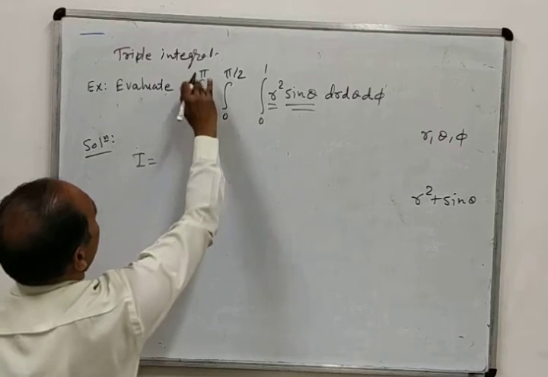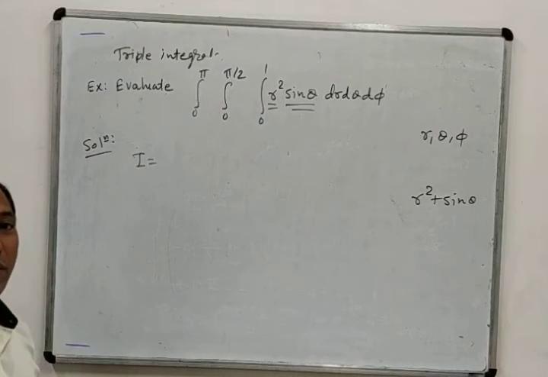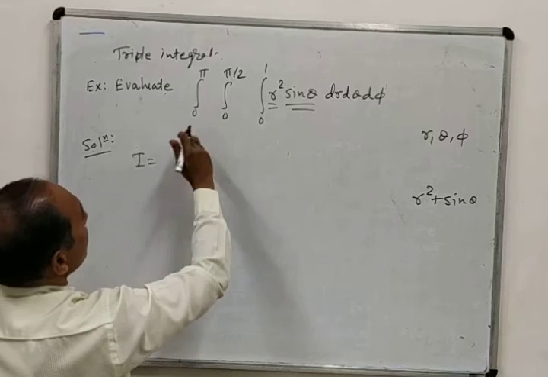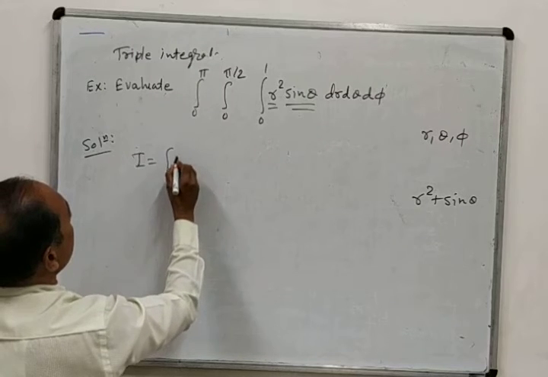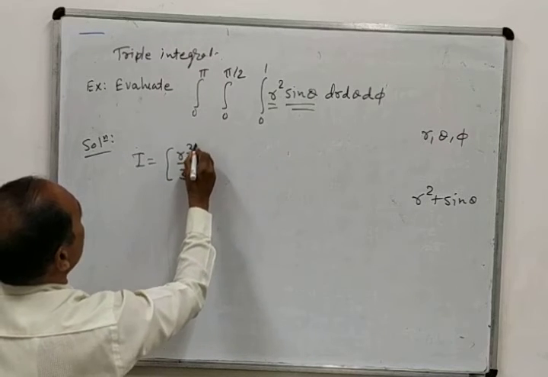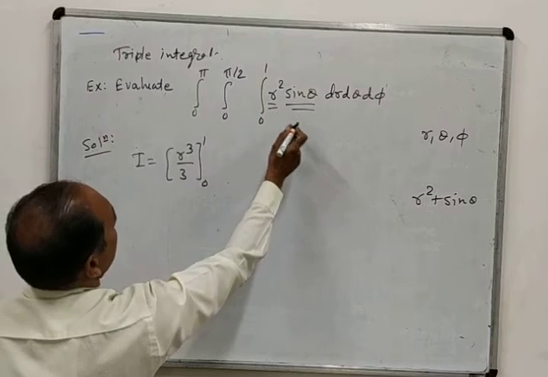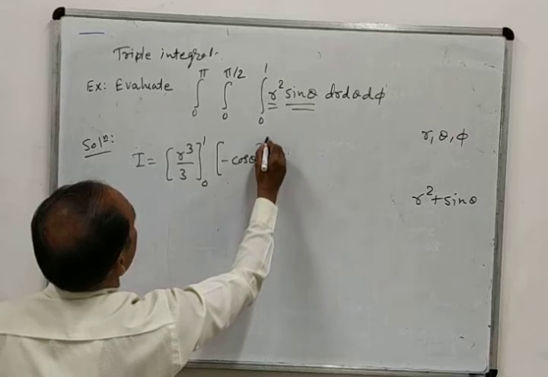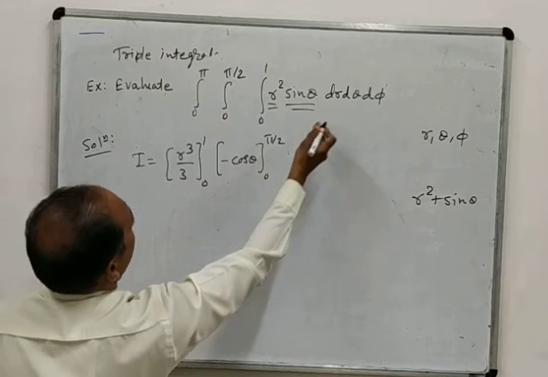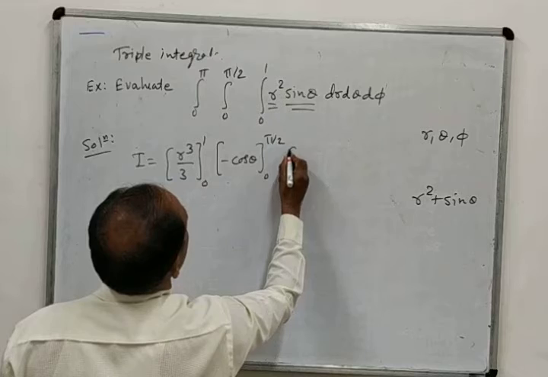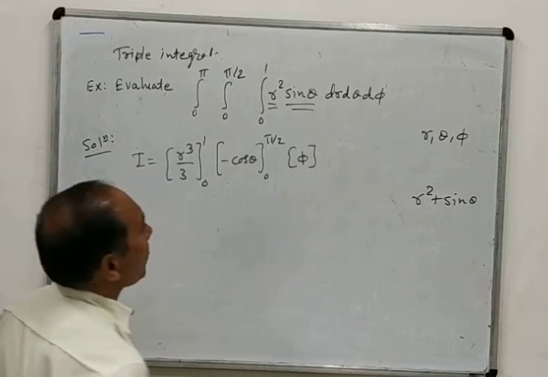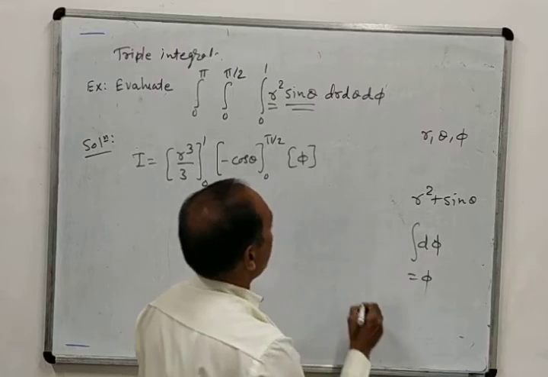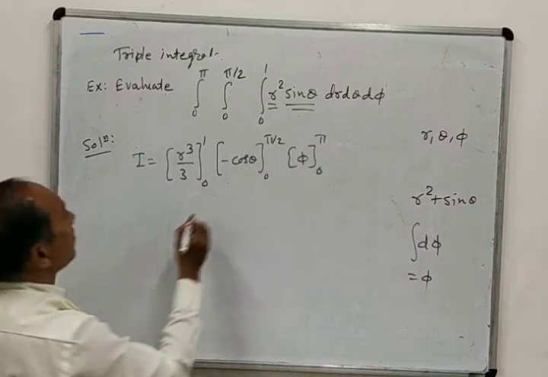And here all the limits are constants. We did the same thing in double integration, if you remember. So here we can do this integration within one step. That means the integration of r square is r cube by 3. It has the limit 0 to 1. Sin theta integrates to minus cos theta. It has the limits 0 to pi by 2. And the final integration is with respect to phi, but there is no function of phi. So the integration of d phi is phi only, and phi has the limit 0 to pi.